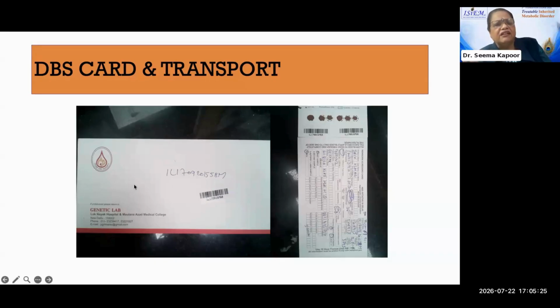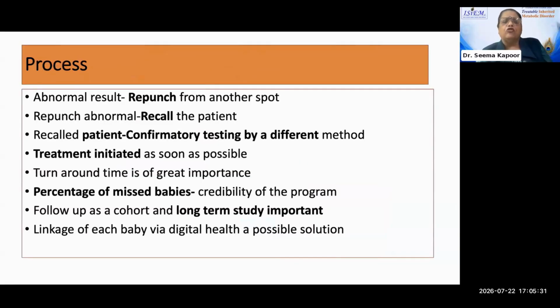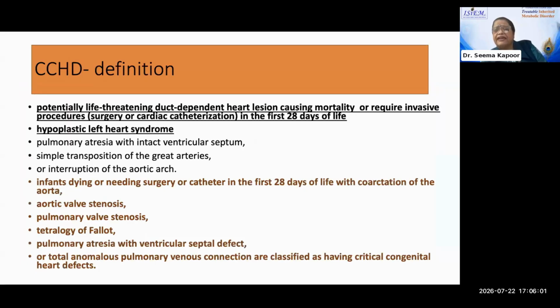And all you need is a simple sheet to transfer these samples. Of course, whenever you get an abnormal result, you always repunch before you recall. Once you recall, you do a confirmatory testing. Treatment is initiated. Turnaround time is of great importance. Percentage of false positive babies actually affects the credibility of the program. That is not the end. Follow-up of the cohort and long-term study is important. Linkage of each baby via digital health mission is a possible solution so that even if he goes to some other states, it's important.